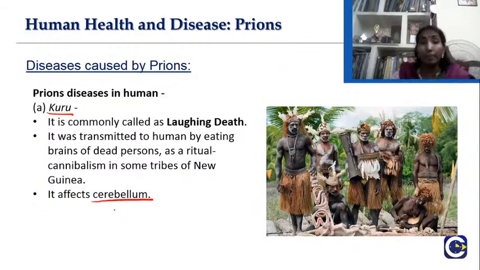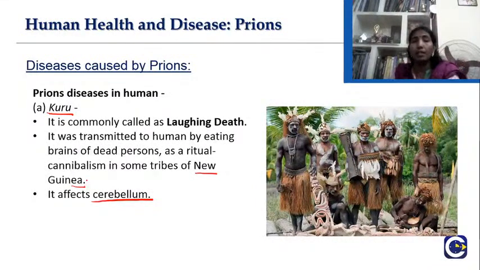So, they will develop tremors and what you call loss of coordination. It is a neurodegenerative disease, quite characteristic, present in a particular set of people in New Guinea, where they are cannibals. Following the funeral, and it is said to be quite common in women and children, they eat the brains of the dead persons. We call that ritual cannibalism. Following that funeral, they used to eat, so that is how they are contracting that infection.